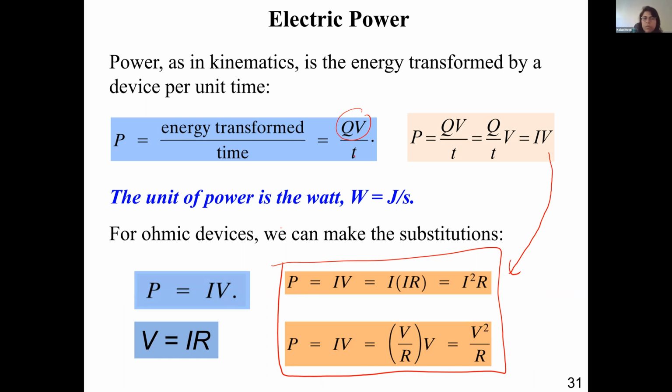But what is the unit of the power? We know it is watts. We discussed that earlier too. Okay.